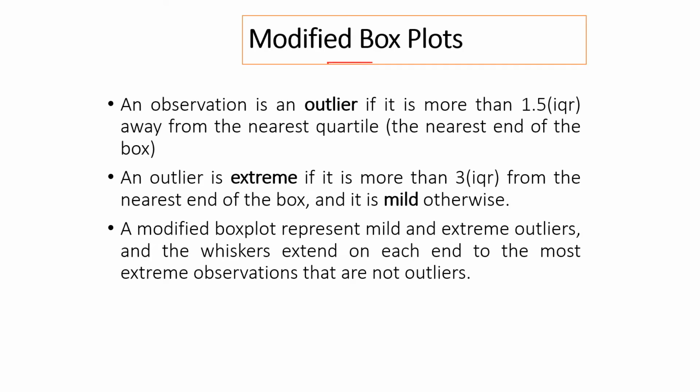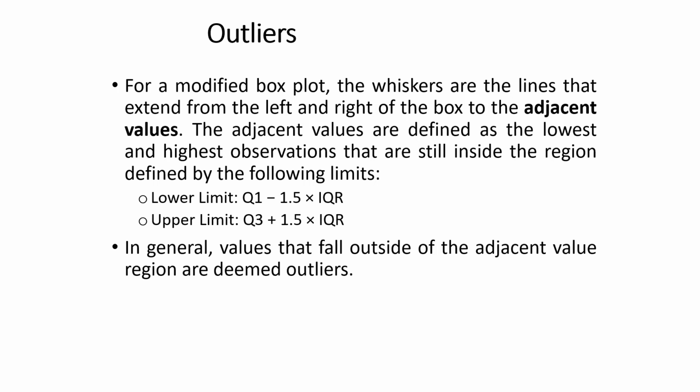The modified box plot: an observation is an outlier if it is more than 1.5 IQR away from the nearest quartile, that is, the nearest end of the box. The outlier is extreme if it is more than 3 IQR from the nearest box end, and mild otherwise. The modified box plot represents the mild and extreme outliers, and the whiskers extend to the most extreme observations that are not outliers. So for outliers, that means you want to see which values are outside the normal range.